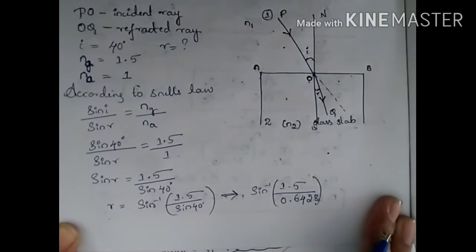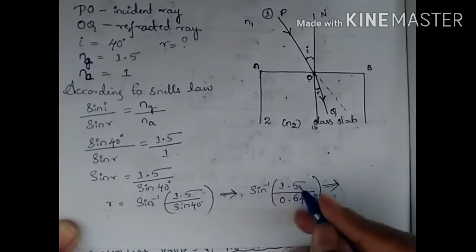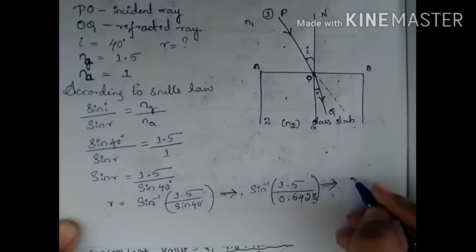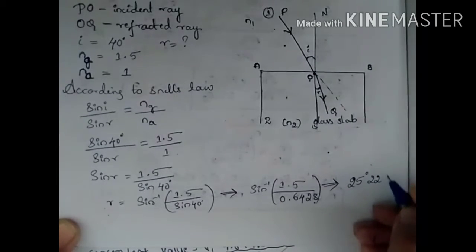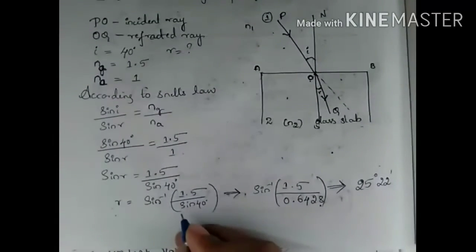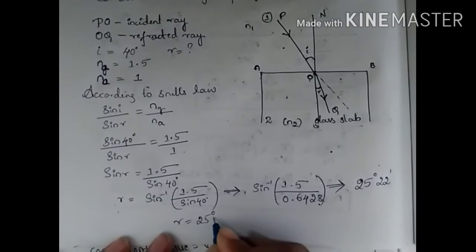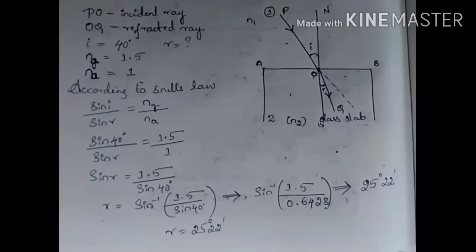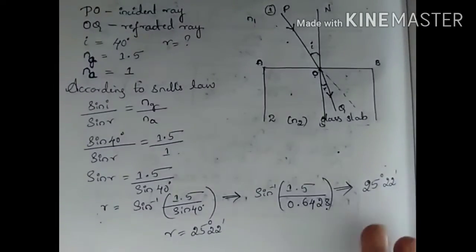So this is sine of 40 degree. From this, sine inverse of this ratio will be 25 degree 22 seconds. So the angle of refraction, we found it. So R is somewhere around 25 degrees. So how did we do this?